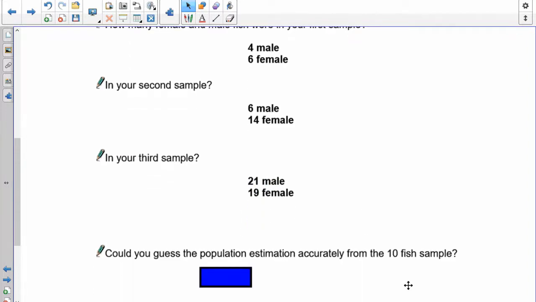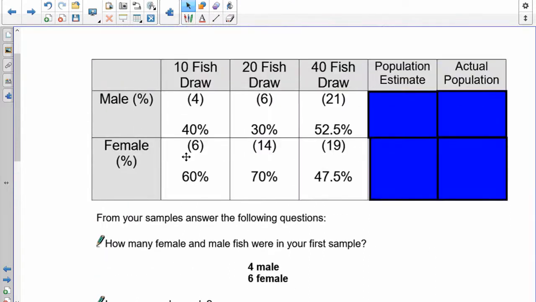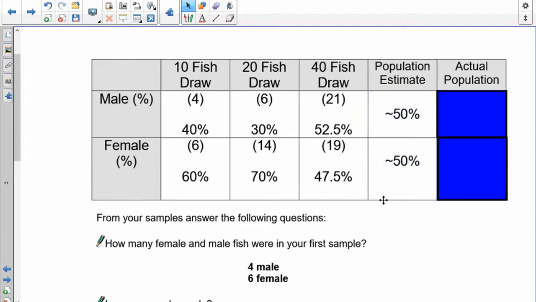So could you guess the population estimate accurately from the 10 fish here? Could you guess accurately from 4 and 6? Probably not, right? The 6 to 14 on mine is a little bit misleading because, due to the fact that this is random, I would have assumed that this would go closer to a 50-50, right? Because this is what my estimate was. I figured out they were roughly 50-50.